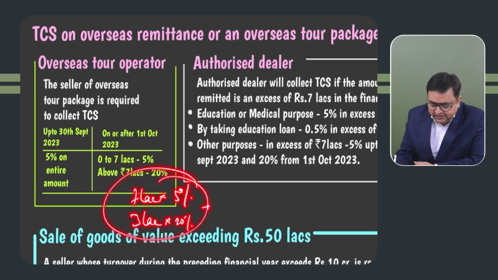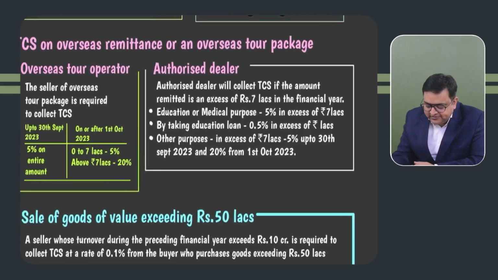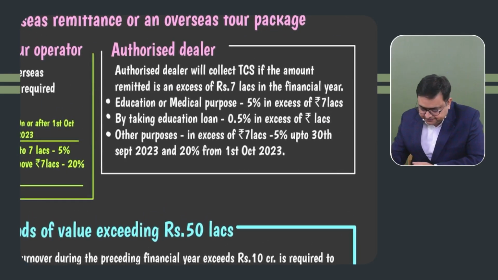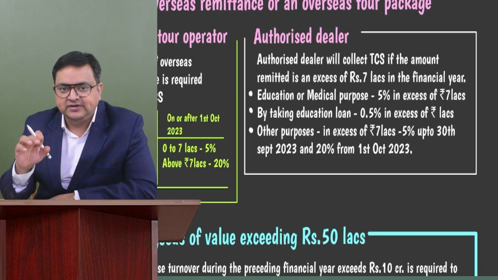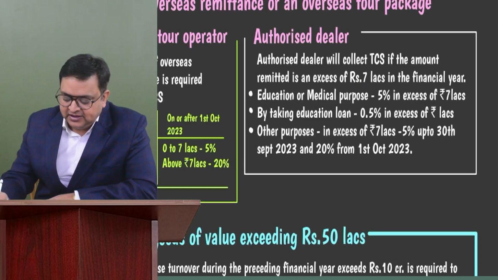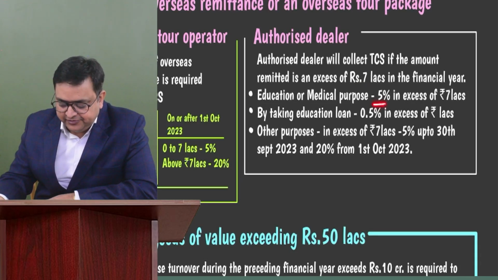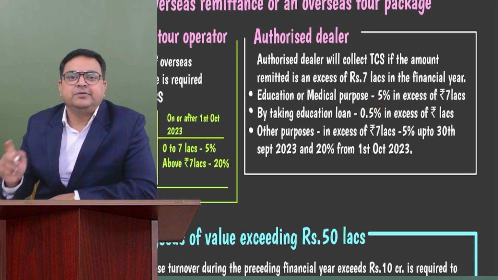So this would be the TCS rate. This is an important section. Second is overseas remittance. See, up to 7 lakh rupees, you can freely remit outside India. There would be no TCS. More than 7 lakh rupees, the TCS rate would be 5% if it is for education purpose or medical purpose.